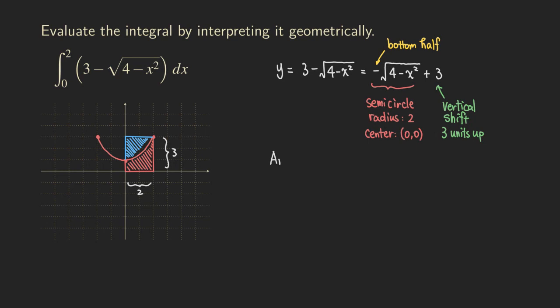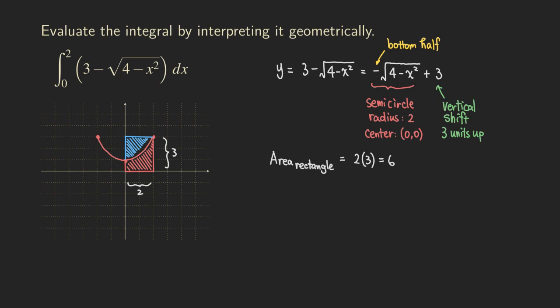So what we have is that the area for the rectangle is going to be what? It's going to be 2 times 3. And so we're going to get 6. Is that good so far?